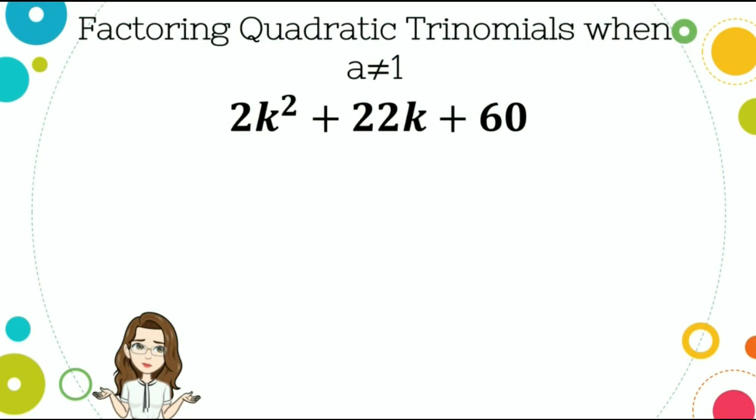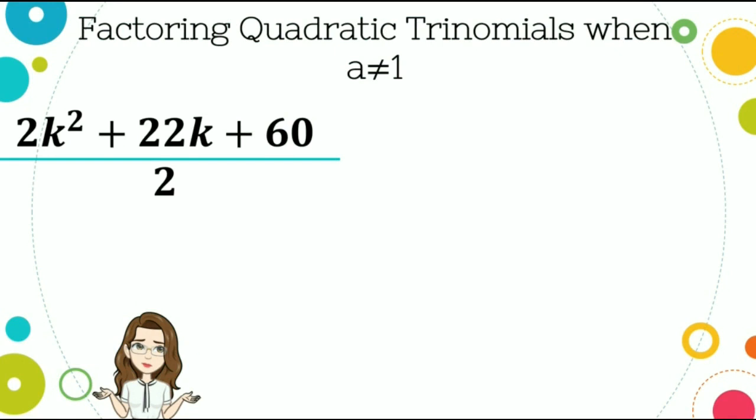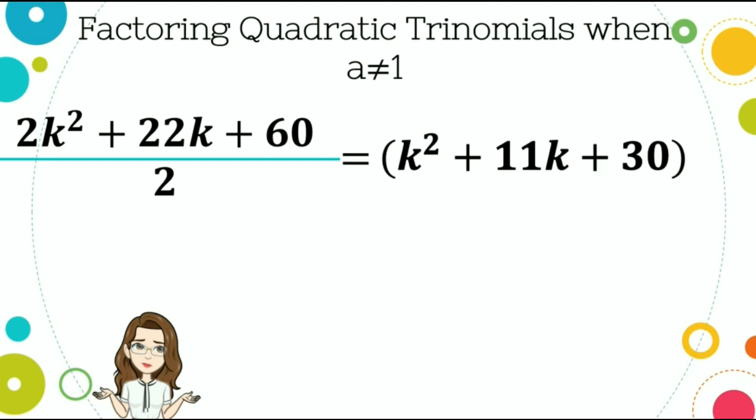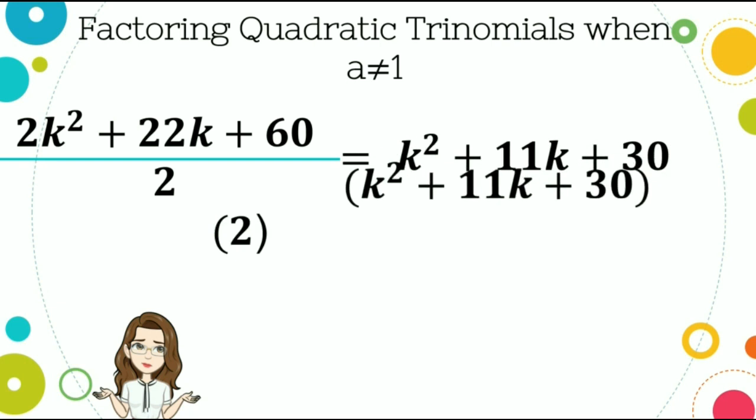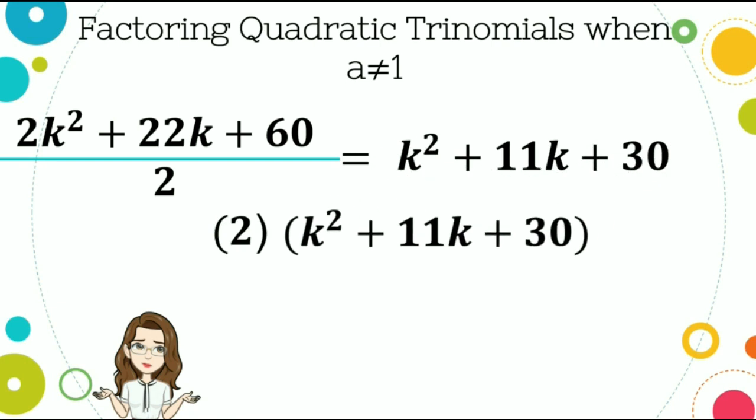Let us check if the given has GCF. So our given has GCF of 2. Therefore, 2k squared divided by 2 is k squared. 22k divided by 2 is 11k. 60 divided by 2 is 30. After that, we will get our GCF and the quotient from the given and the GCF. Let us now factor k squared plus 11k plus 30.